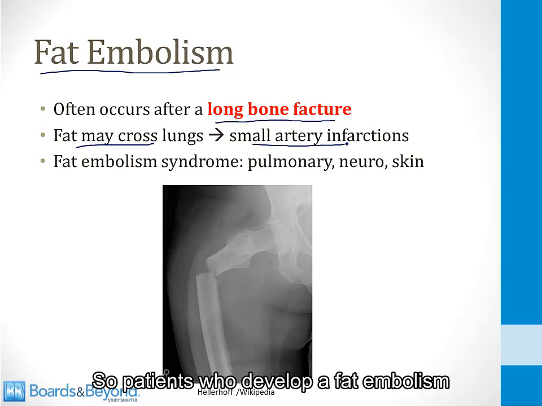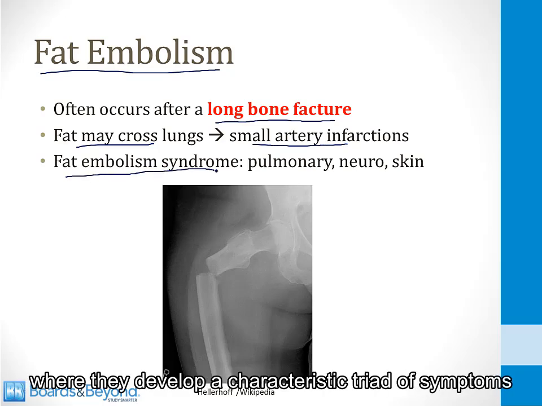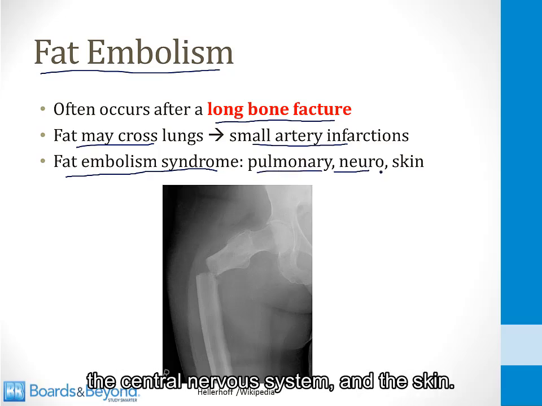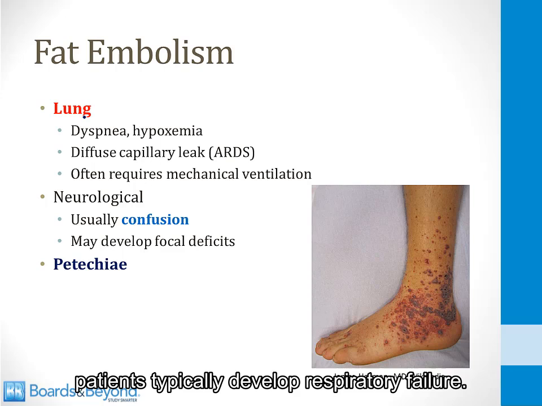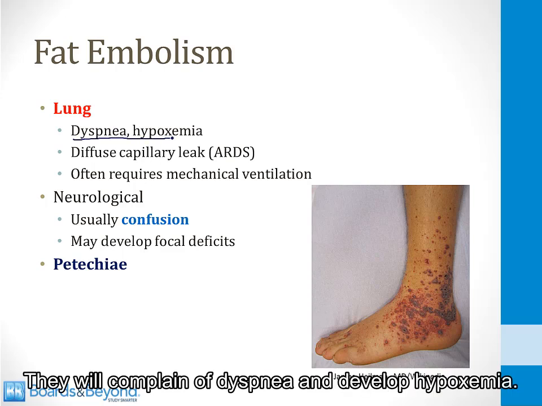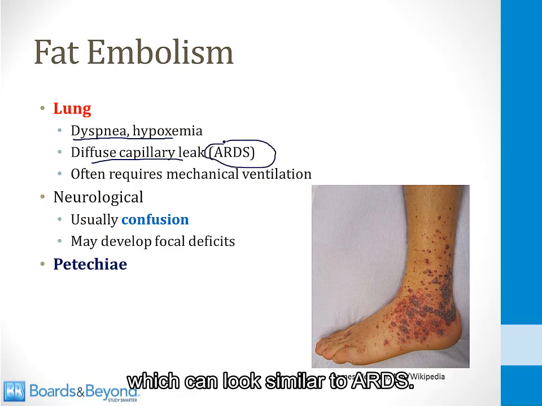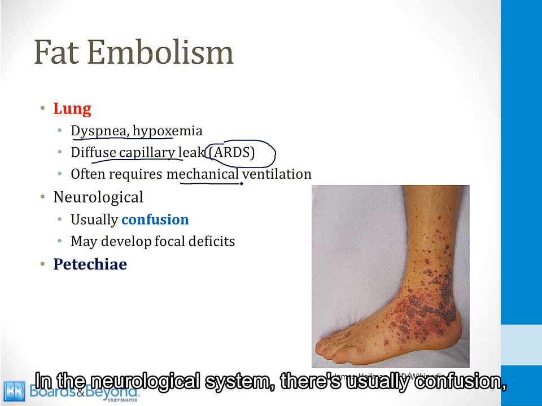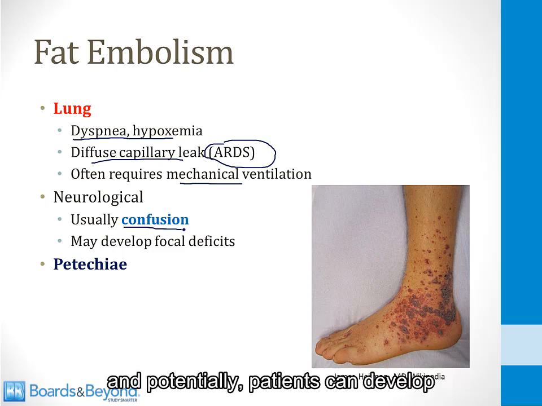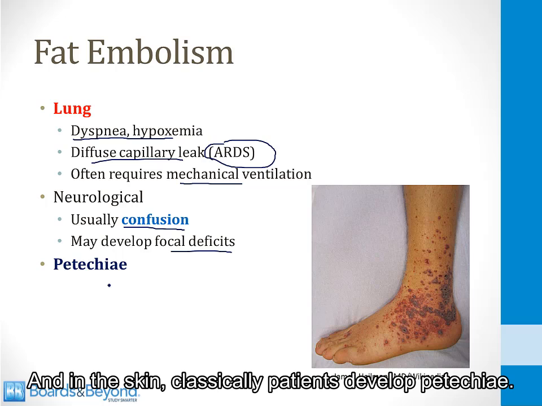So patients who develop a fat embolism often have what's known as the fat embolism syndrome, where they develop a characteristic triad of symptoms that involve the pulmonary system, the central nervous system, and the skin. In the lungs, patients typically develop respiratory failure. They will complain of dyspnea and develop hypoxemia. There is often diffuse capillary leak, which can look similar to ARDS, and these patients often require mechanical ventilation. In the neurological system, there is usually confusion, and potentially patients can develop focal neurologic deficits. And on the skin, classically patients develop petechiae.